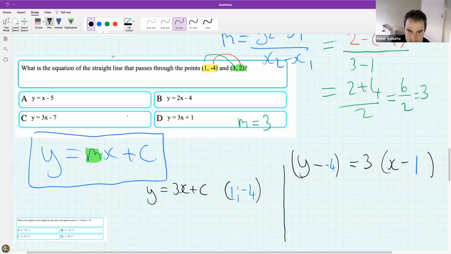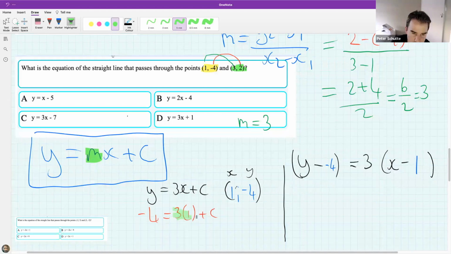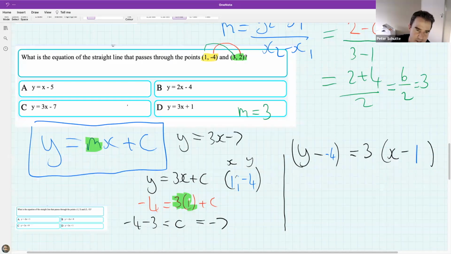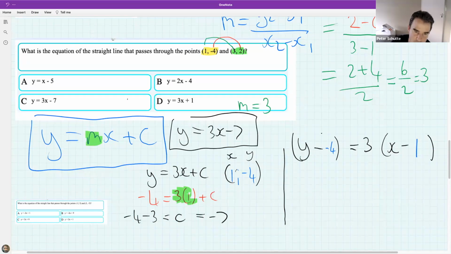In this method, I sub in the point. So this is an x and this is a y. And so I go -4 equals 3 times 1 plus c. And then if I move the 3 across to the other side, I get -4 minus 3 equals c, and c is -7. And so the equation of my line would be y equals 3x minus 7. So that was the one way we could do it, by subbing in a point.